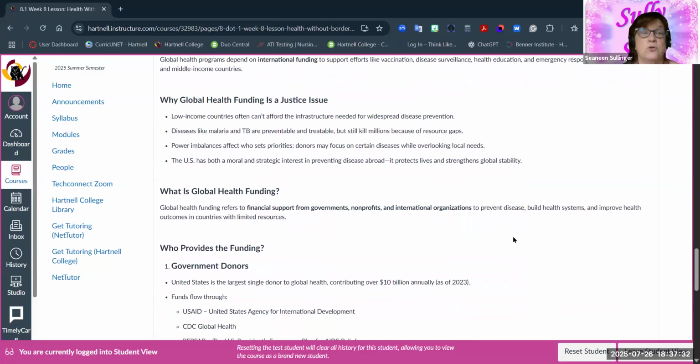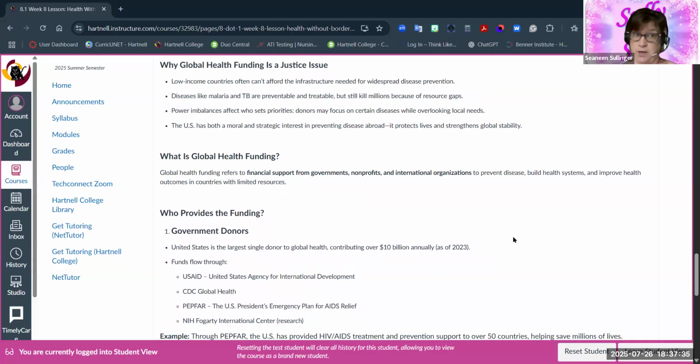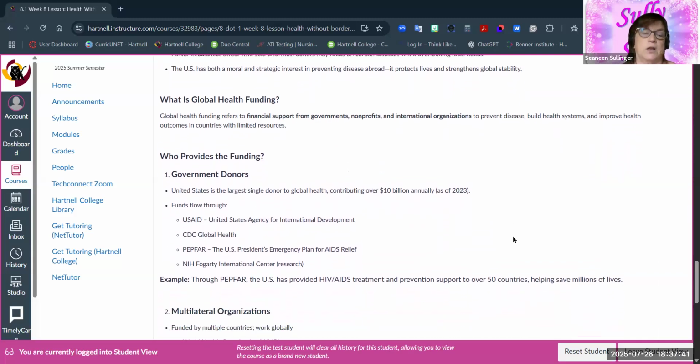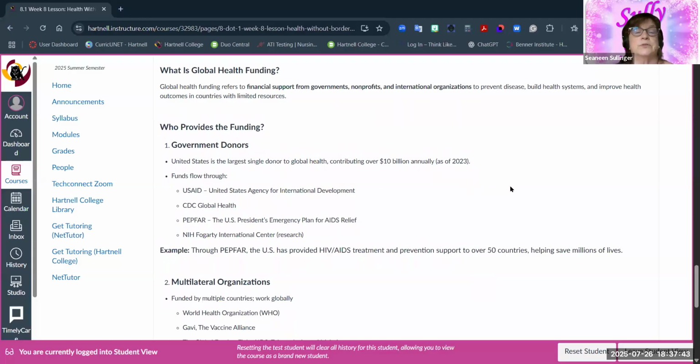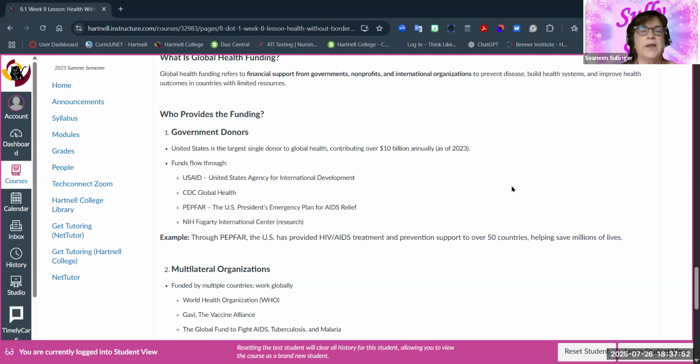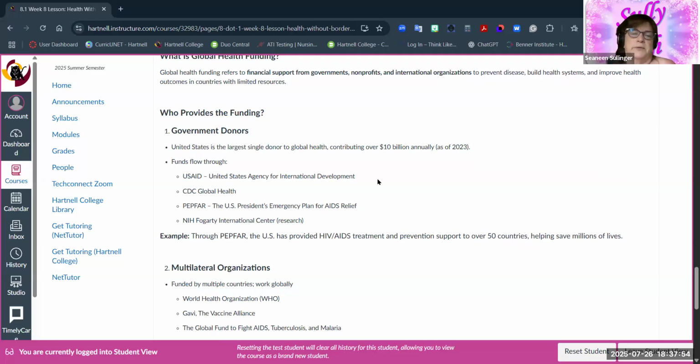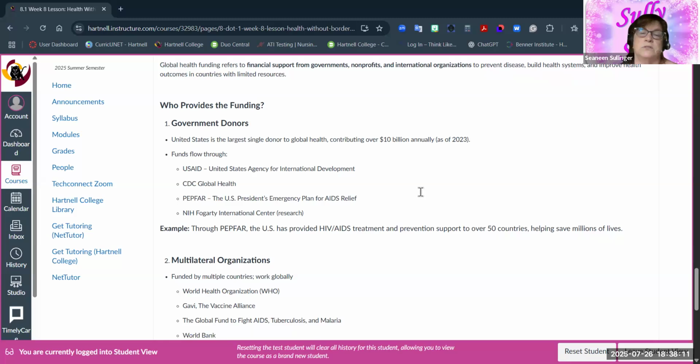And then global health funding: financial support that could come from governments, nonprofits, or an international organization. Different examples of government donors: we're still the single largest donor, 10 billion annually. I'm sure it's more than that now. That was as of 2023. Funds flow through USAID, CDC, PEPFAR, the President's Emergency Plan for AIDS Relief, and the Fogarty International Center, a center associated with the National Institutes of Health that promotes research. That would be a government donor.